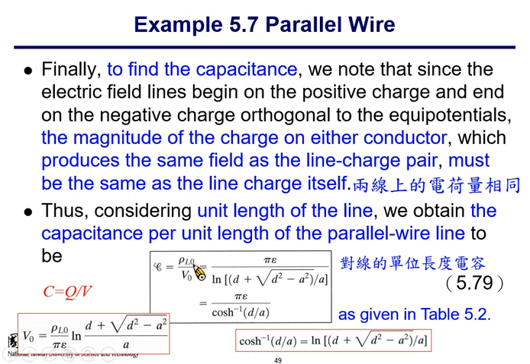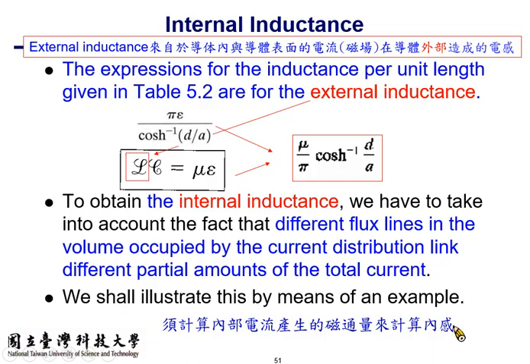And this can be expressed as the arc hypercosine of D over A. So you need to know how to find the value with a calculator. Provided that you have the D value, A value, or D over A ratio, you should be able to tell me the number for the arc hypercosine of this D over A ratio. So this is the expression given in table 5.2.